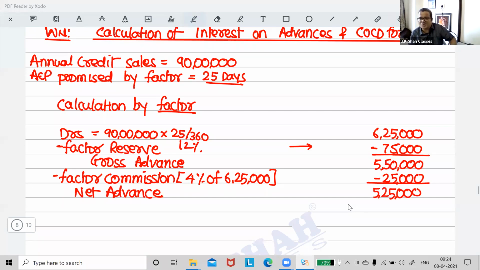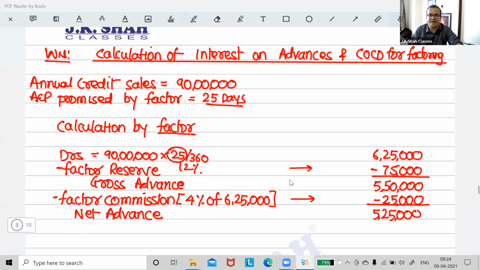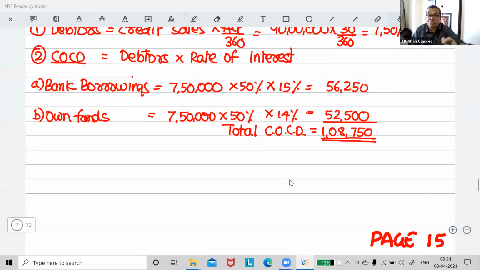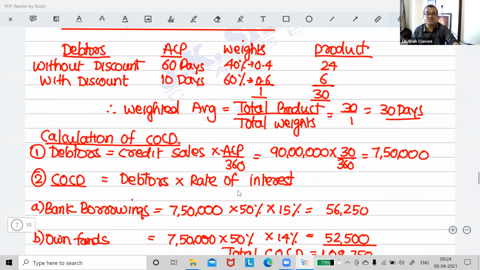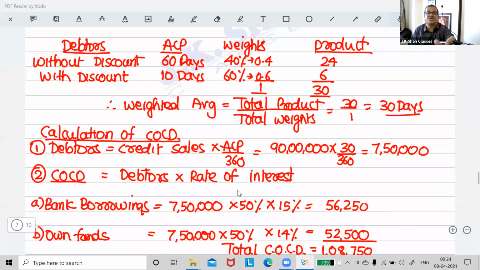And you are my client, you have no choice, right? The people who are in need have no choice. So these two amounts I will deduct for the duration of 25 days. You know what kind of doubts crop up in our mind? Sir, here you wrote factor commission as 3,60,000, and here you are taking it as only 25,000.